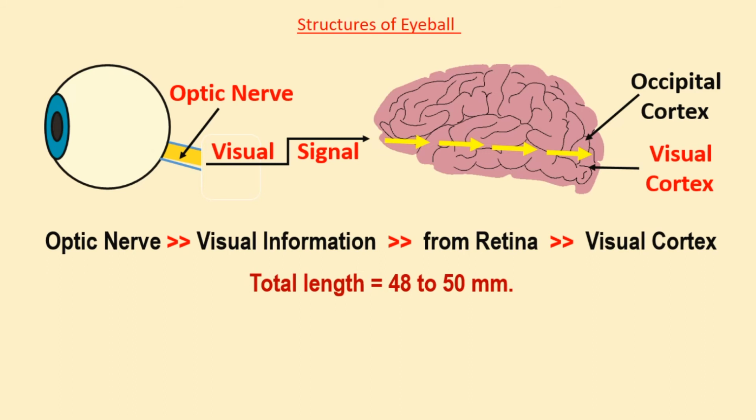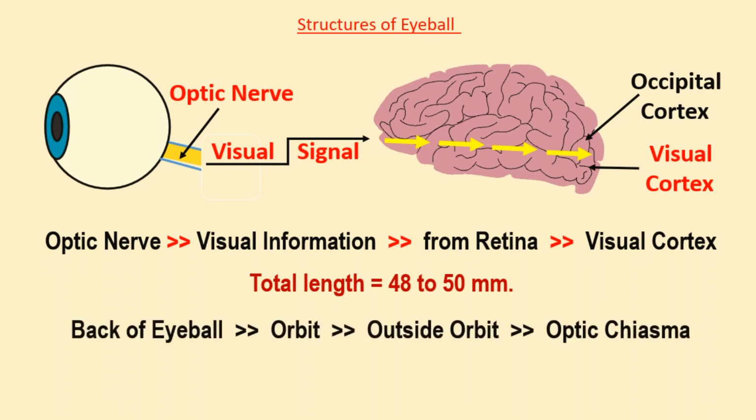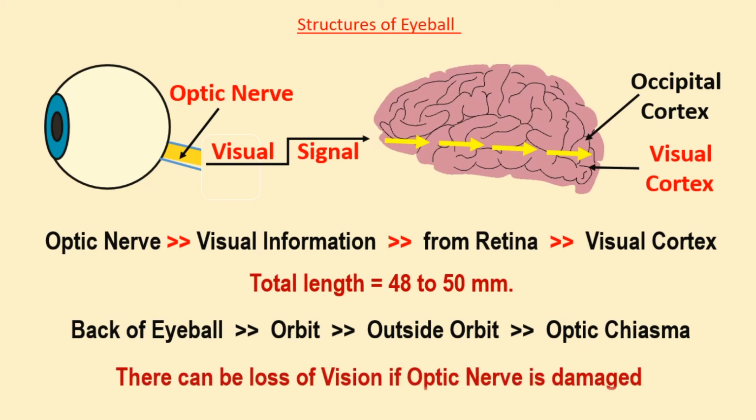It starts at the back of the eyeball, passes through the orbit, through the optic foramina, comes out of the orbit and ends at optic chiasma, which is a part of the visual pathways of brain. If optic nerve is damaged due to some disease or injury, adequate amount of visual information will not reach the visual cortex. As a result, there can be loss of vision.